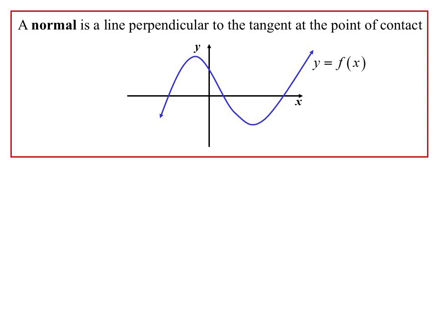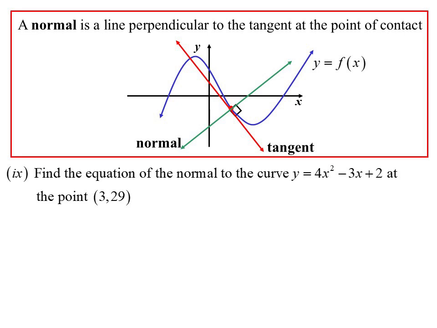Just some terminology. We know about tangents, but there are these other lines called normals. All a normal is, is a line perpendicular to the tangent at that point of contact. Here's a random curve. If that's the tangent, the normal comes through at 90 degrees at that same point. That's what we call a normal.